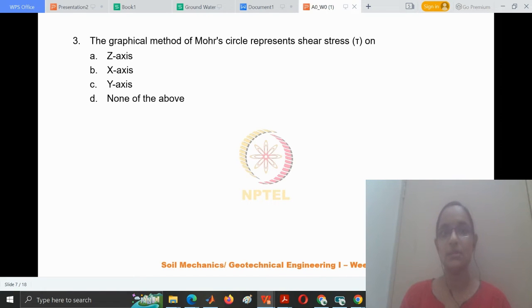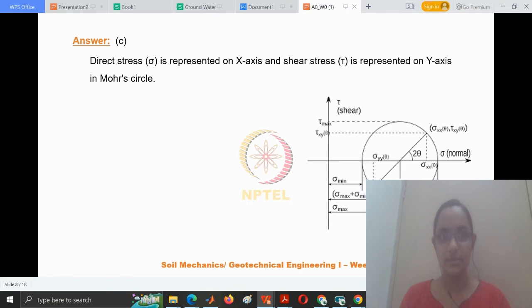Now the next question is, how is the Mohr circle represented? That is, in the Mohr circle, where is the shear stress represented? Where is the direct stress represented? So the graphical method of Mohr circle represents shear stress on which axis is the next question. Yes, it is y-axis. Shear stress is represented on the y-axis and direct stress or the normal stress on x-axis. As you can see in the figure, on the y-axis we have the shear stress and on the x-axis the normal stress or direct stress.